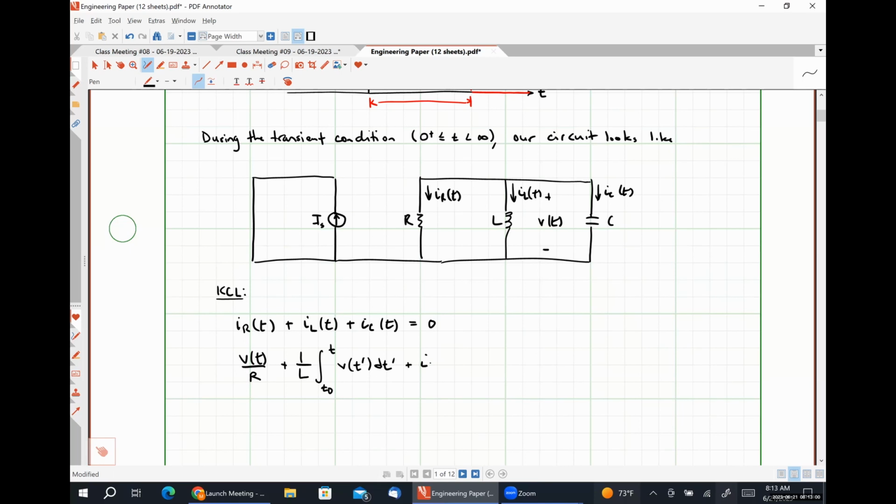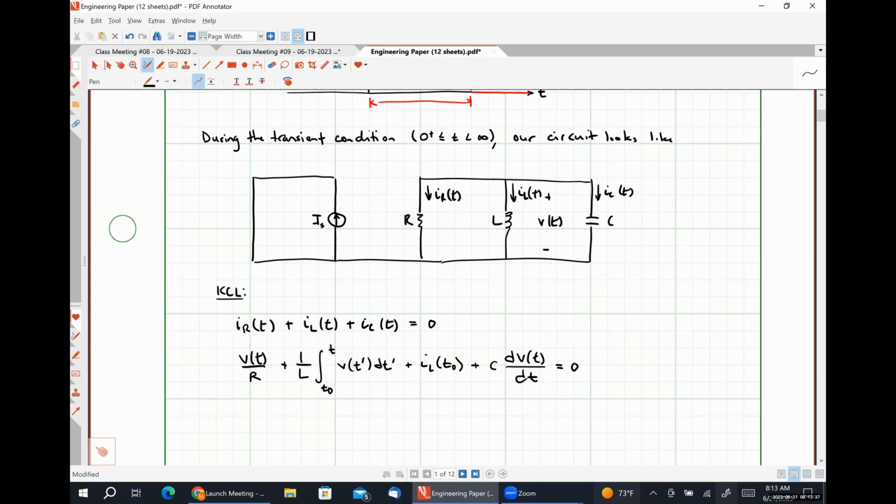Plus IL at t naught, plus C dV by dt, and all of this is equal to 0. So what we have here is an integro-differential equation. It's a differential equation that contains both a derivative function and an integral function. And generally speaking, these are a little annoying to solve.